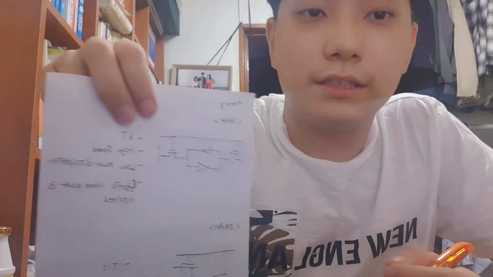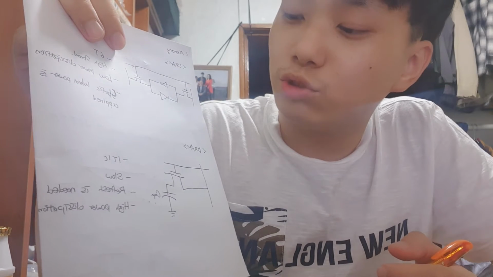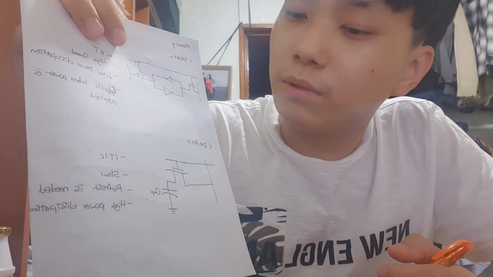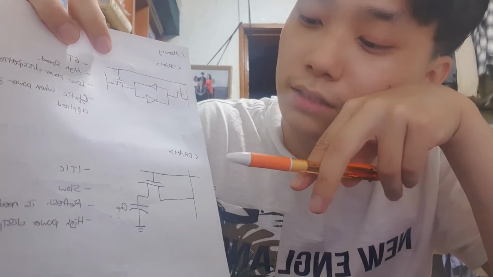Today I will introduce memory and short channel effects. Let's see the memory part first. There are normally two types of memory, and the first one is SRAM and the second one is DRAM.